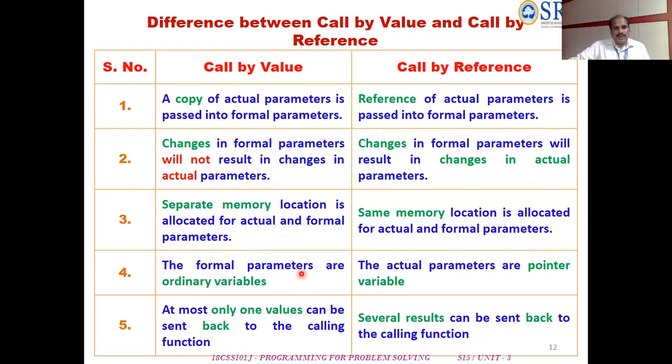In call by value, the parameters are ordinary variables, but in call by reference, the parameters are pointer variables. In call by value, at most only one value is returned from the called function to the calling function. Here several results can be sent back to the calling function, because we are going to modify the addresses of the actual parameters.